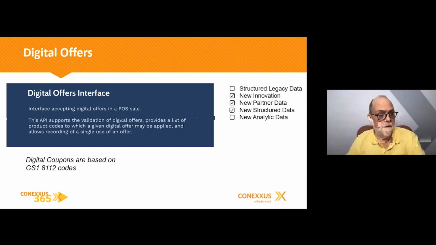So we have the ability for our CPGs to actually issue coupons now and then manage the use of those coupons through the POS systems at the store. We are not defining the migration of those coupons through either loyalty systems or other third-party management systems. Those are still on the drawing board, but I'm sure we will get there. So this interface is really pretty much all new. New partners, new innovation, and new structured data.